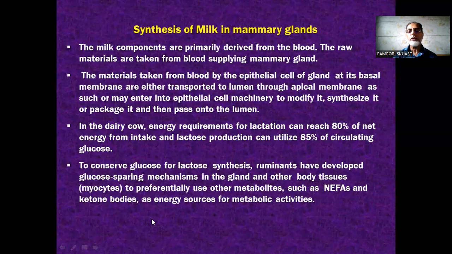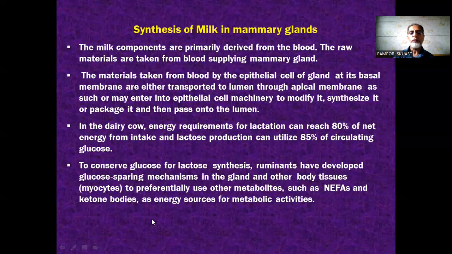In the dairy cow, energy requirements for lactation can reach 80% of the net energy from intake, and lactose production can utilize 85% of the circulating glucose. So lactose, which is the major energy content or major carbohydrate in the milk, is produced from the glucose in the blood, and 85% of the glucose being supplied to the mammary glands is utilized in the production of lactose.